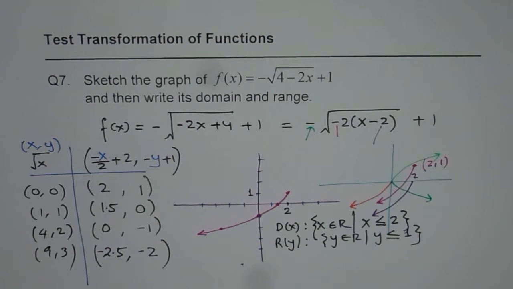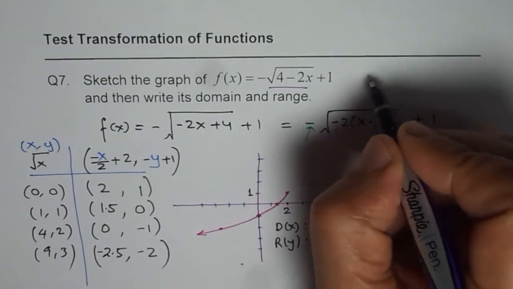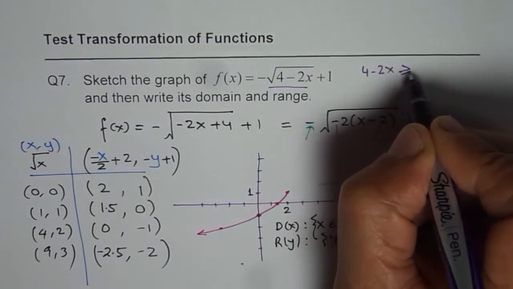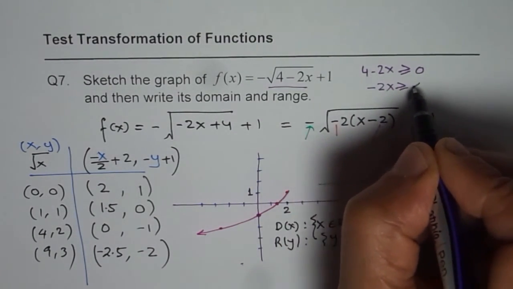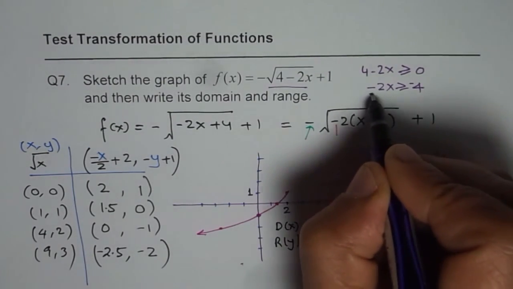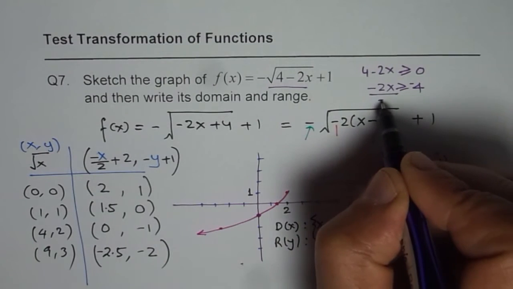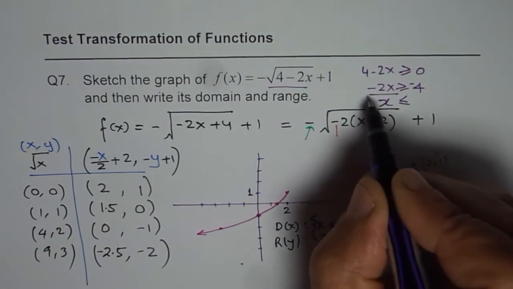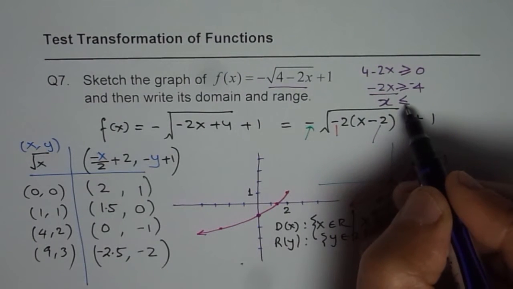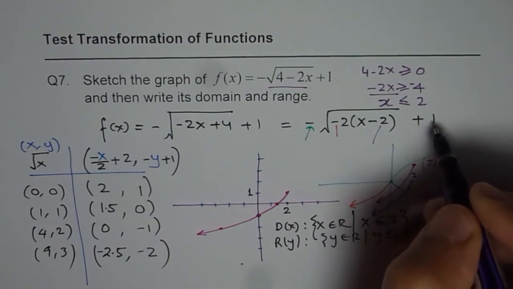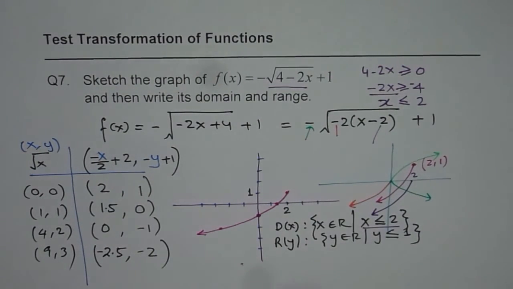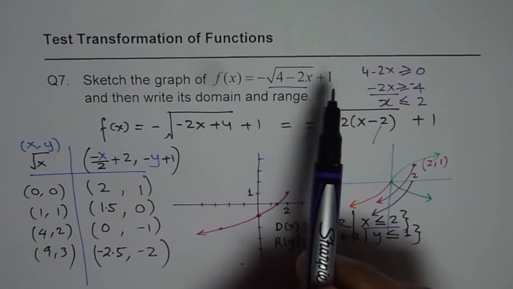Remember one thing, you could have got the domain directly from the equation also. Let me show you that method also. From here, we have 4 minus 2x, that should be greater than or equal to 0. So we take 4 to this side, and we have minus 2x is greater than or equal to minus 4. Dividing by minus 2, whenever you divide by a negative number, the inequality also changes. Dividing by negative 2 will give me positive 2. So x is less than or equal to 2 is what you get.